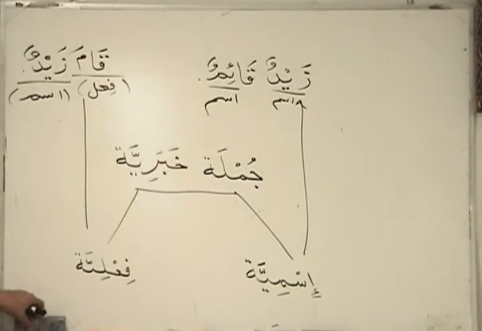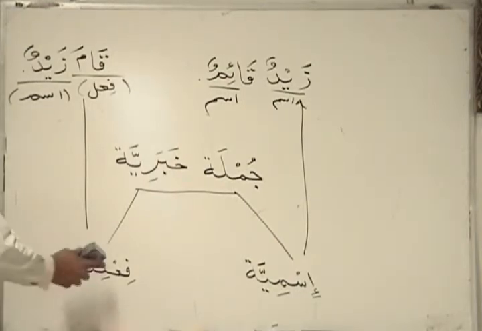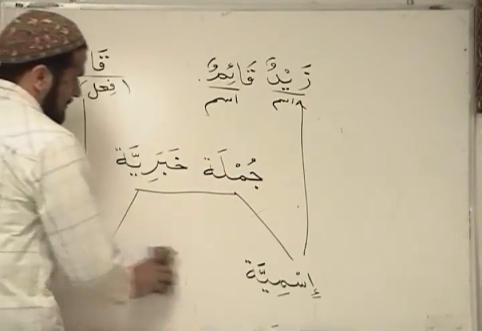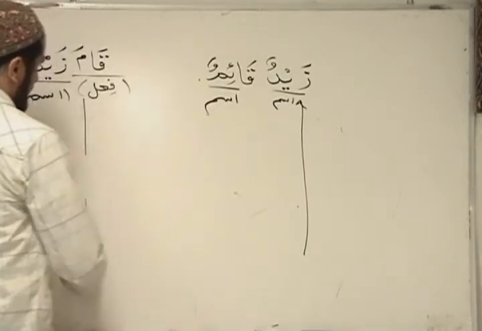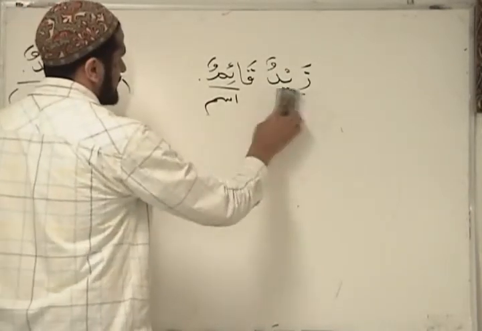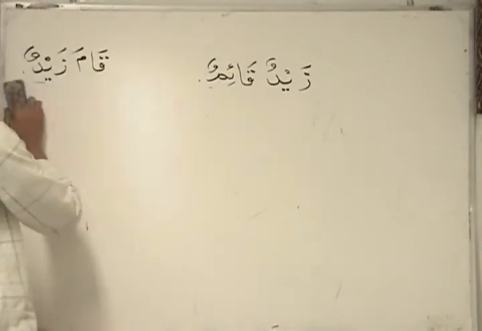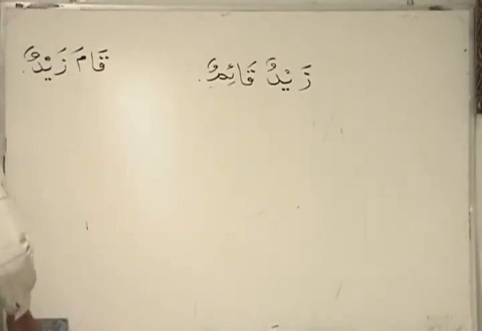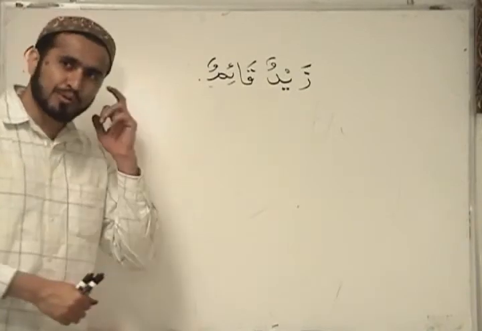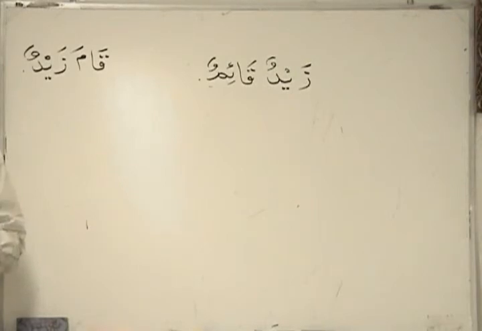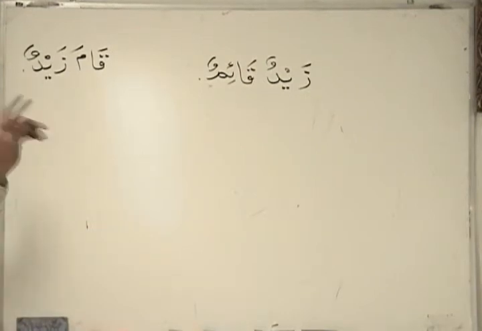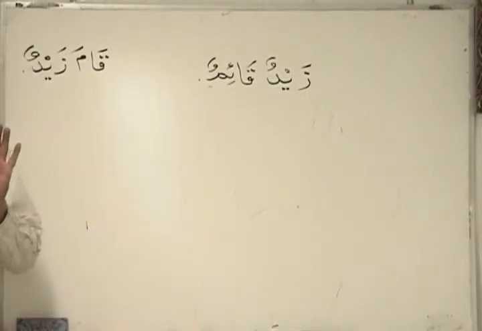So, now talk about these. We have two compounds, right? Is Zaydun qa'imun a compound or is it a mufrad? Is it a mufrad or murakkab? Mufrad means one individual word. Murakkab means a combination of two or more. So these two are both murakkab, right? Yeah. They're murakkab. Everyone agrees?